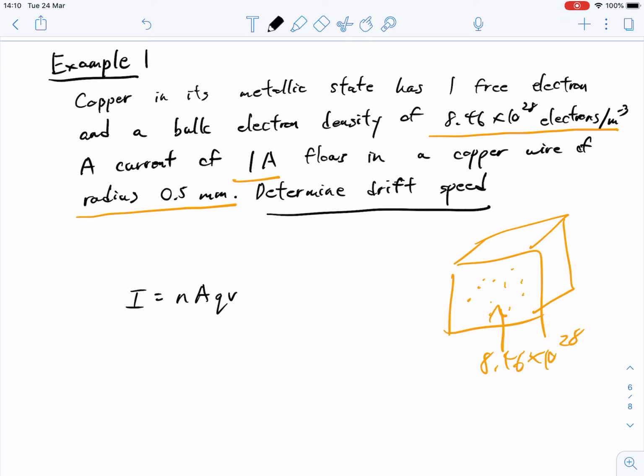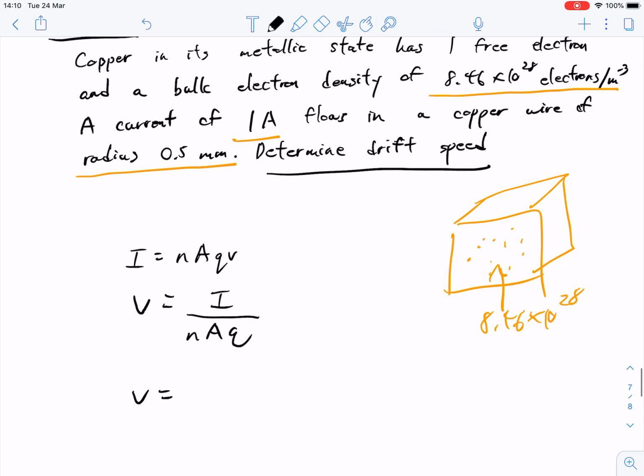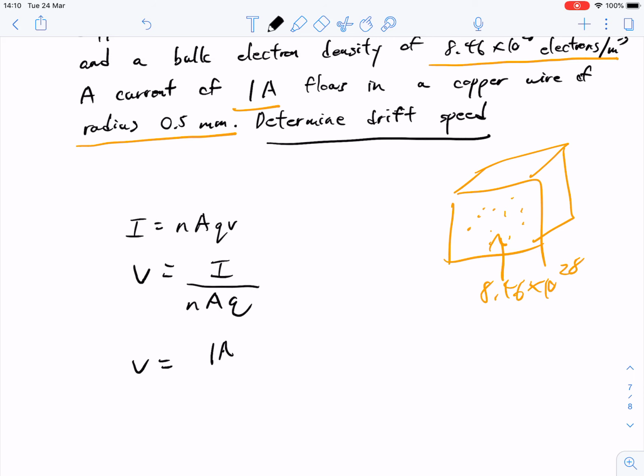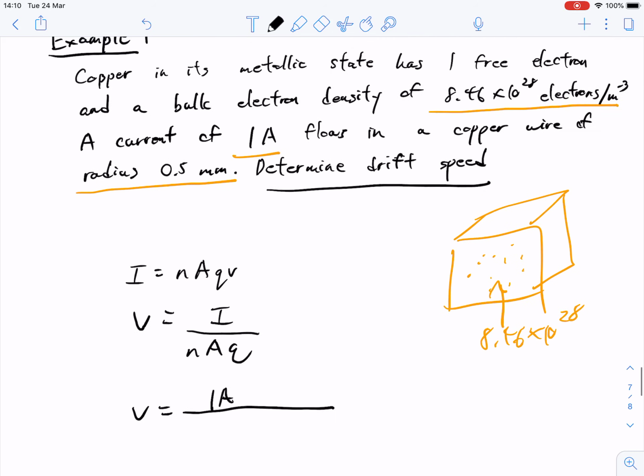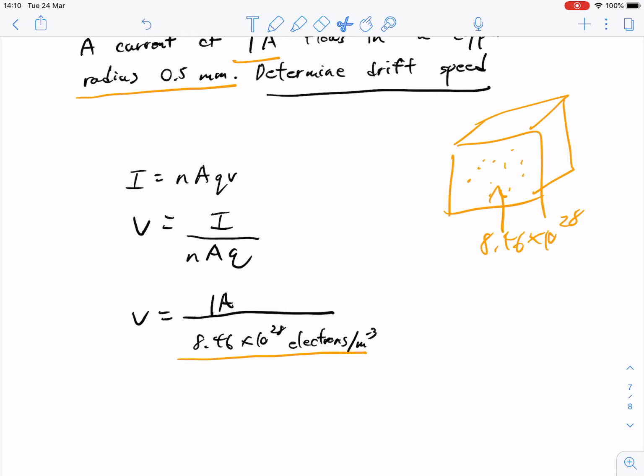Okay, so we're going to start putting all of this together, and we're asked to determine the drift speed. So what I'm going to do first is rearrange the formula to isolate drift speed onto one side. And so we're just going to do our substitutions. So 1 amp, number of electrons. I'm just going to do a lazy thing here and grab this whole thing. So I'm going to paste that. So that's the number of electrons. And we're going to specify the area.